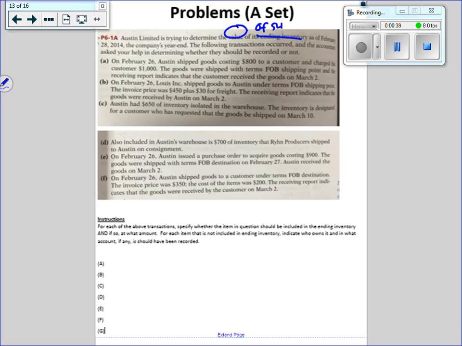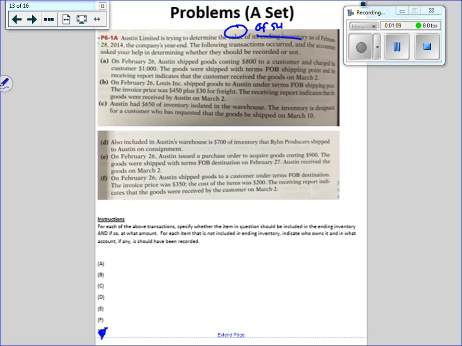One thing I'd like you to do is cross off the G. That's on accident. There's only A through F. I added a few more instructions. For each of the above transactions, specify whether the item in question should be included in ending inventory, and if so, what amount. For each item not included, indicate who owns it and in what account it should be recorded. All right, so let's look at A.